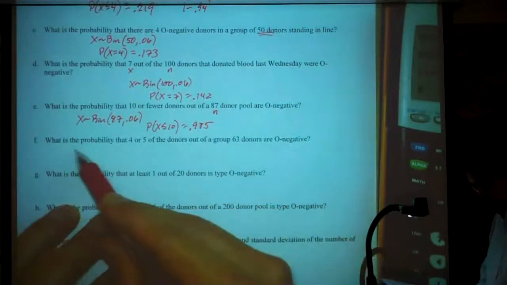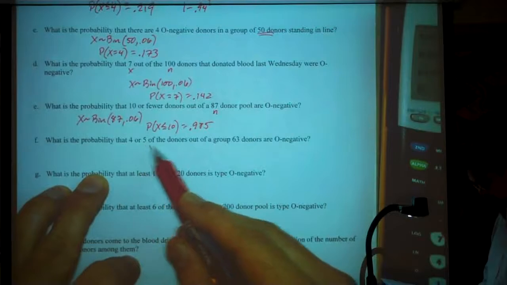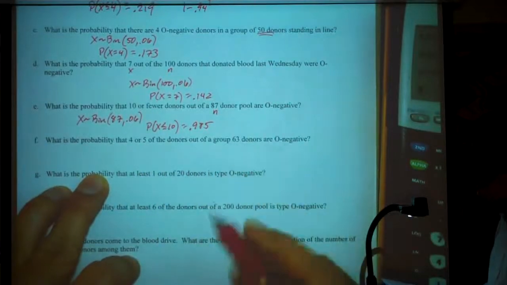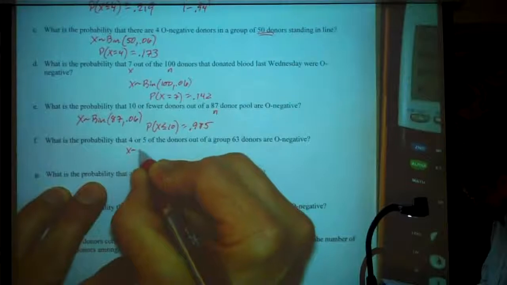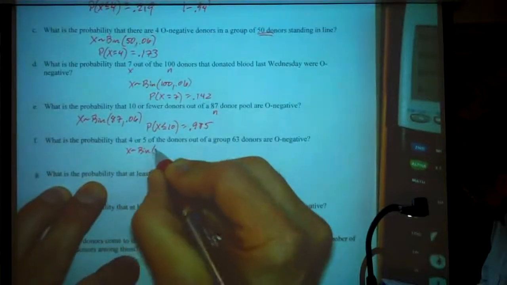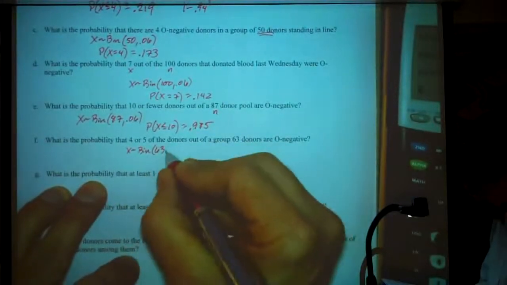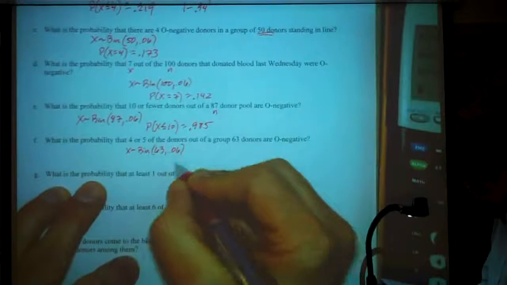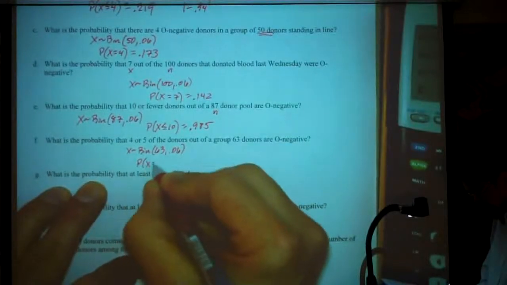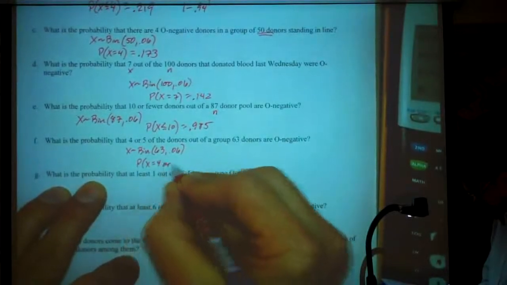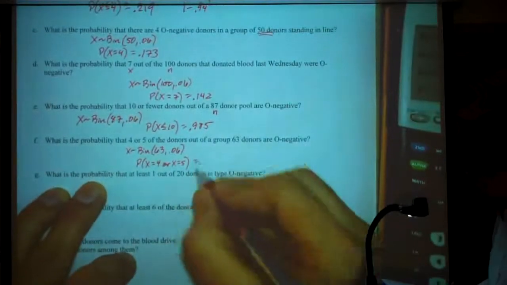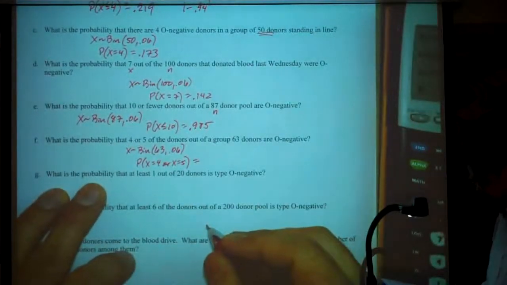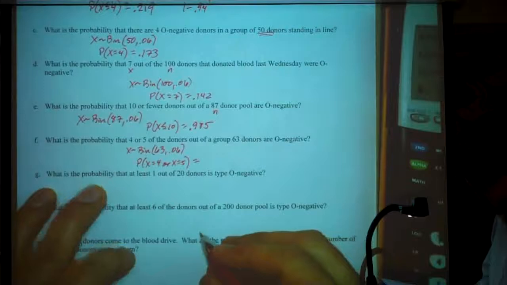Okay, what is the probability that 4 or 5 of the donors out of a group of 63 donors are O-negative? Well, X is now binomial with N equaling 63. P is still 0.06. And I want to know the probability that either X is 4 or X is 5. Well, that's just going to be the probability that X is 4 plus the probability that X is 5.